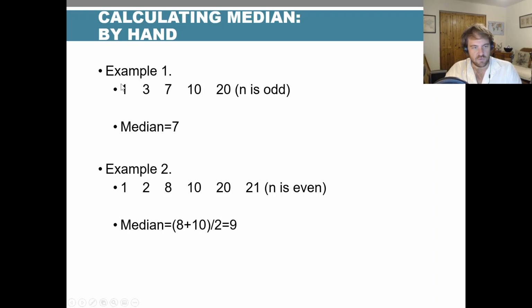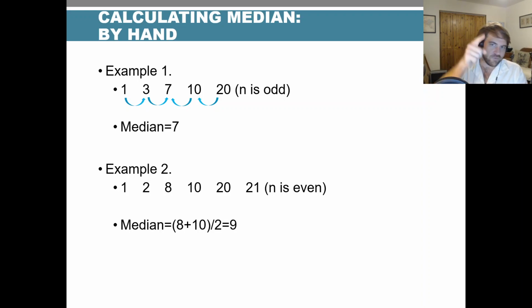So 1, 2, 3, 7. The median here is 7. So we're going to come in from both sides. If you don't want to count it, what you can do is just walk in from the sides. So you just go bloop, and then bloop, and your fingers are going to converge here on 7. This is your median.